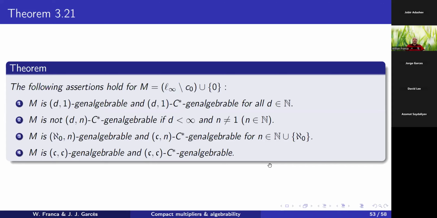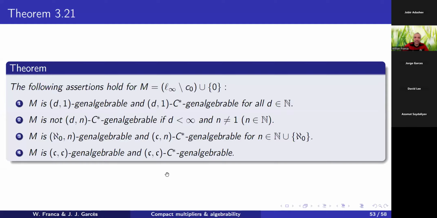And the main results that we have obtained, of course, here we are hiding so many details, right? But the main point is the following. If you choose M to be this subset, M is D1 gen algebrable and D1 C star gen algebrable for all D. However, M is not D and C star gen algebrable if this is a finite cardinal. Okay. All right.